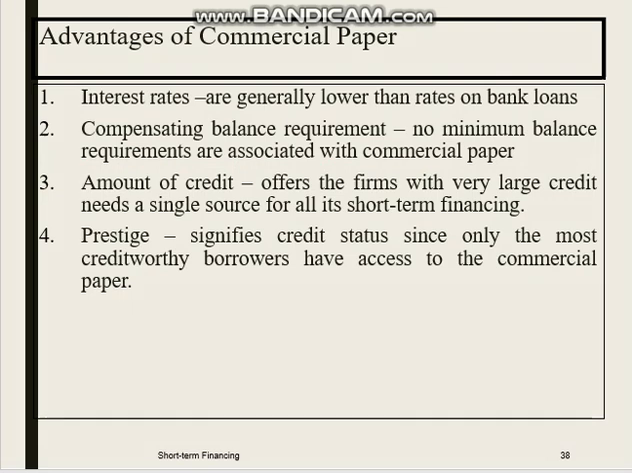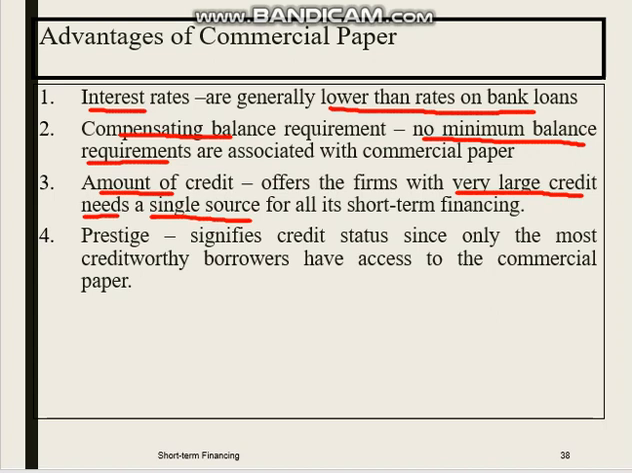Alright, now we move on to the advantages of commercial paper. Number one is the interest rate, which is normally lower than bank loans. Number two, for the compensating balance, there is no minimum balance required in the account. What about the amount of credit? Normally they will give us very large credit needs from a single source. It means you borrow only one time and can get this kind of amount. So this is very prestigious.